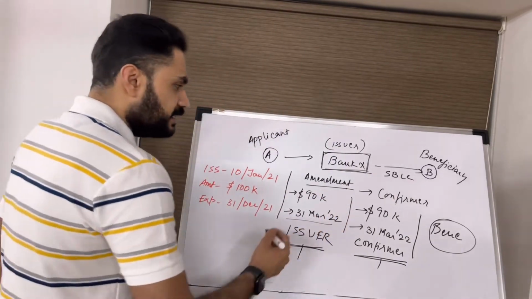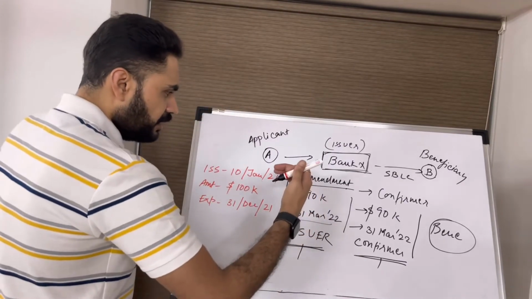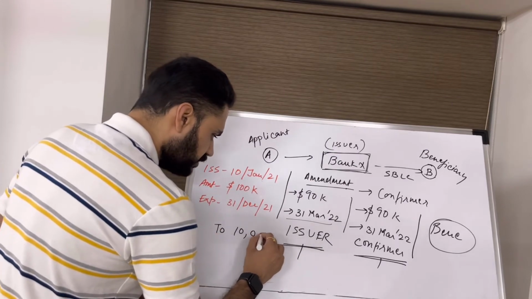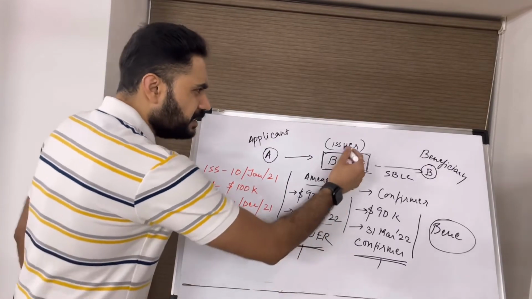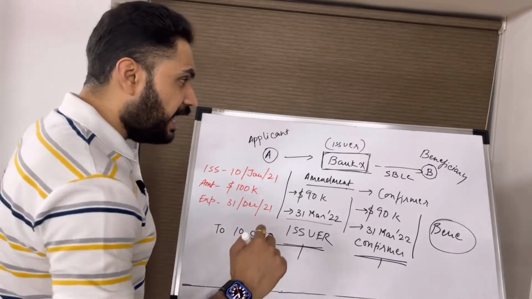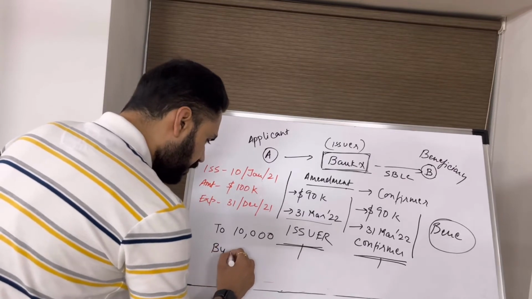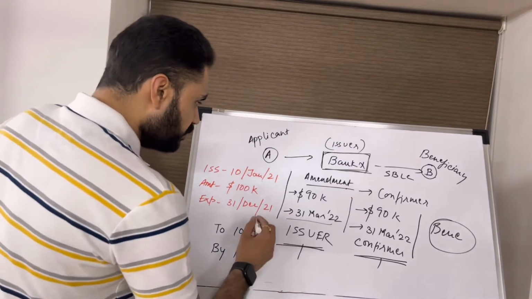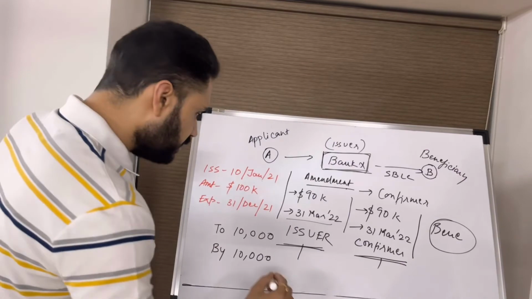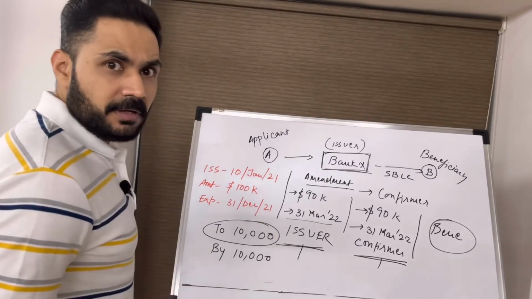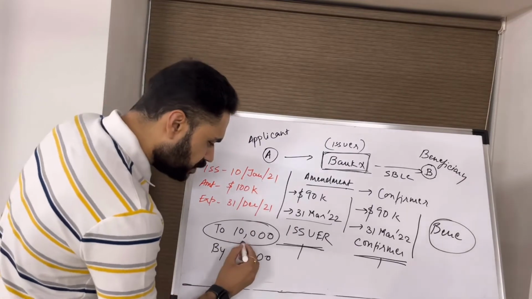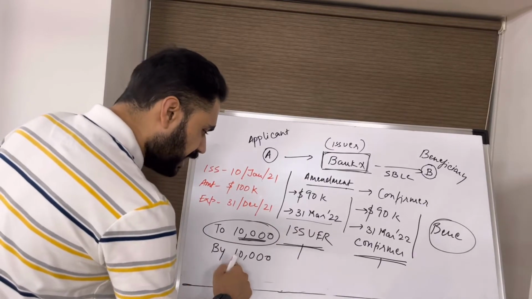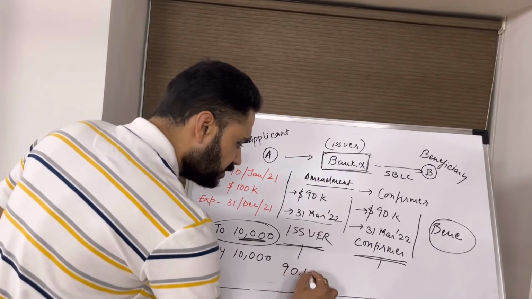applicant mentioned that you reduce the undertaking value to 10,000, but the issuer read it incorrectly and they reduced the value by 10,000. What applicant meant was you reduce the value of the undertaking to 10,000, which means that this should be the final amount, whereas the issuer misread it and reduced it by 10,000, making the value as 90,000.